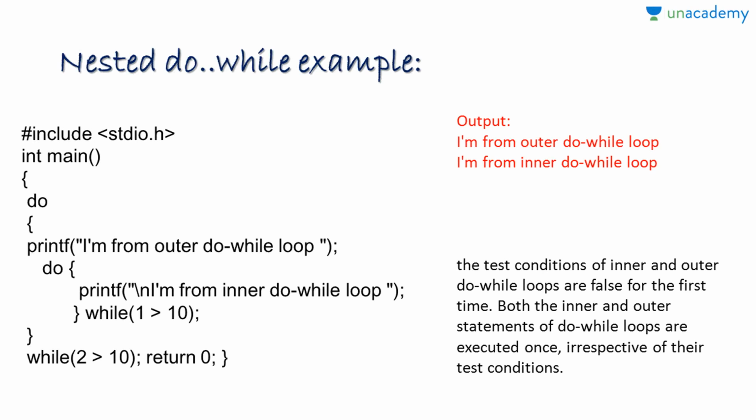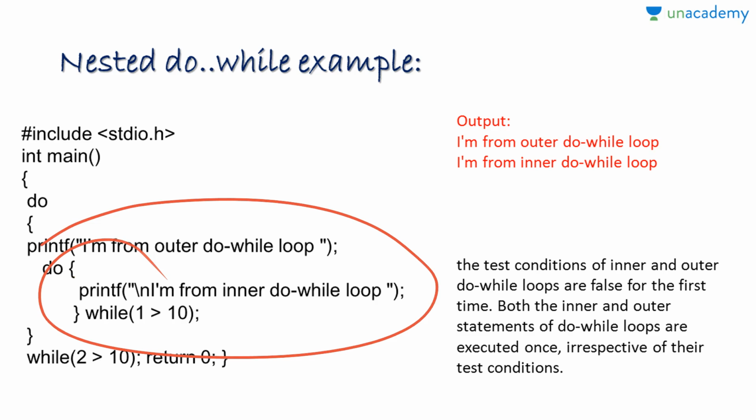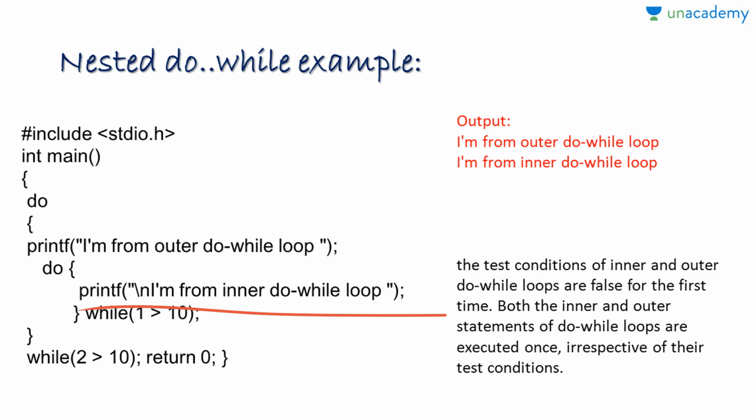So see, the conditions of the inner and outer do while loops are false for the first time itself. Why? Because the do statement, "I am from outer do while loop", is executed first. As we learned, according to do while, the statement is executed first, then the condition is checked. So after "I am from outer do while loop" is executed, move on to the inner do while loop. Here also, first the statement is executed. "I am from inner do while loop", it's printed.